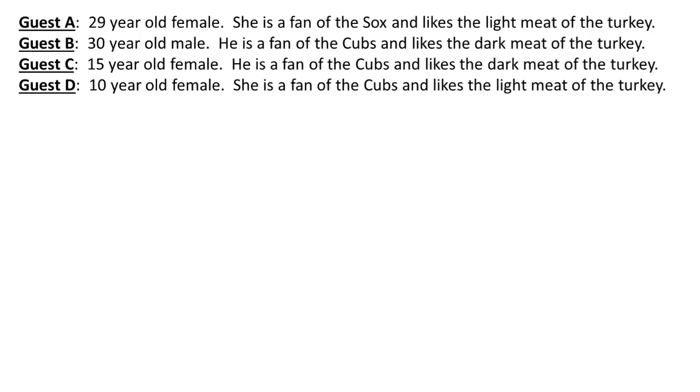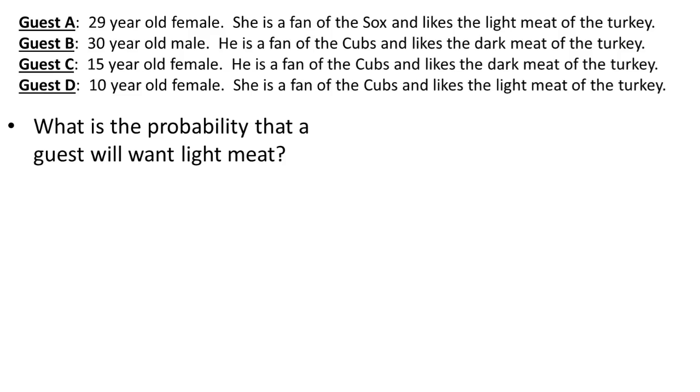For these next few example problems, we'll be looking at the probability that certain guests meet certain qualifications or variables. Above, there are 4 guests described, including their age, their gender, their preference for Sox versus Cubs, and their preference for light meat versus dark meat on the turkey. The first question asks us to look for a basic probability. When they ask for just probability, we're looking for a simplified fraction.